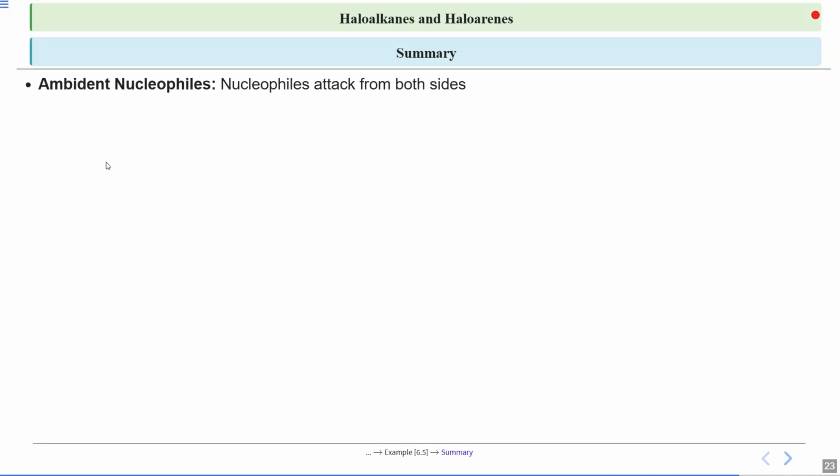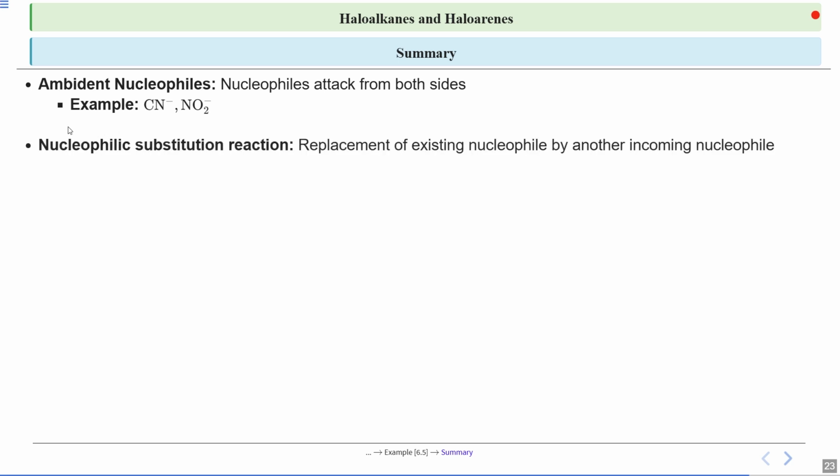Okay, let's see the summary. We have covered ambident nucleophiles, the nucleophiles that have two sides to attack from, for example the cyanide ligand and the NO2 ligand. Then nucleophilic substitution reactions, where substitution of nucleophiles happens. Replacement of an existing nucleophile by another incoming nucleophile is known as a nucleophilic substitution reaction.